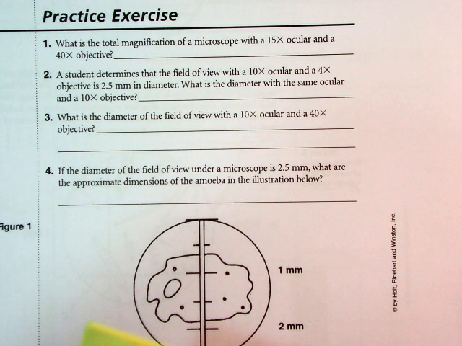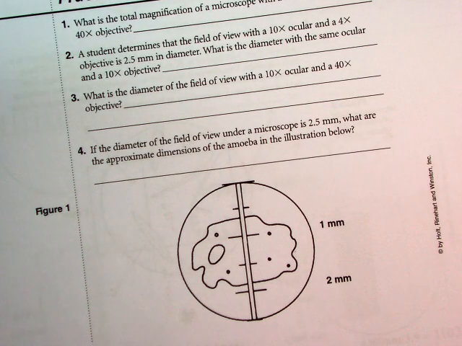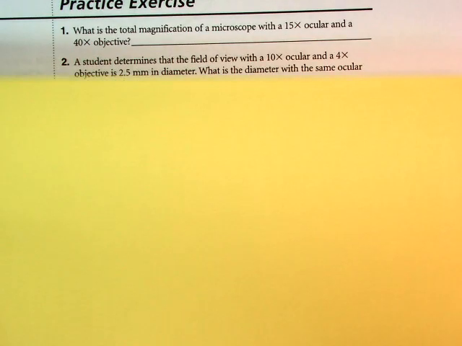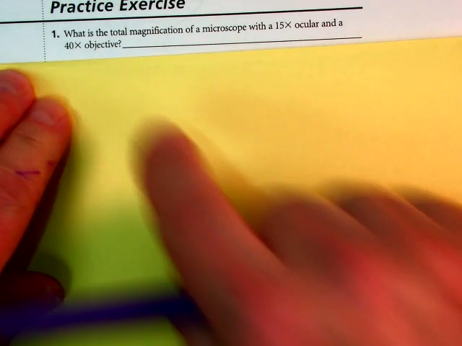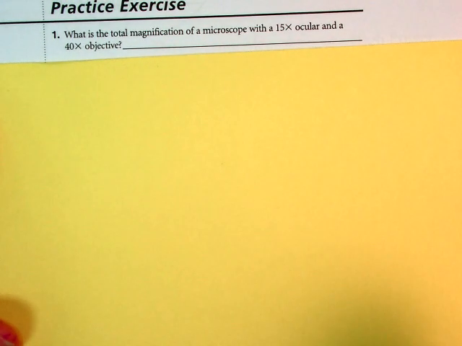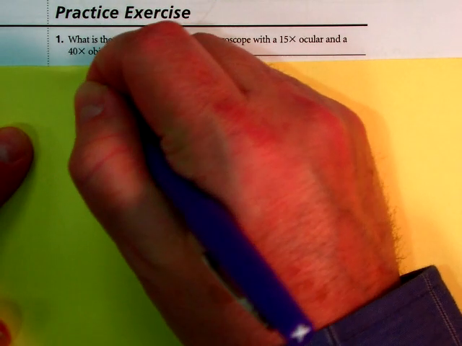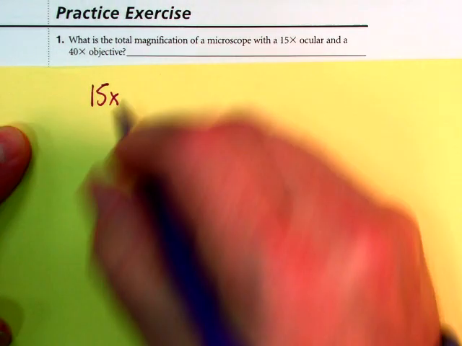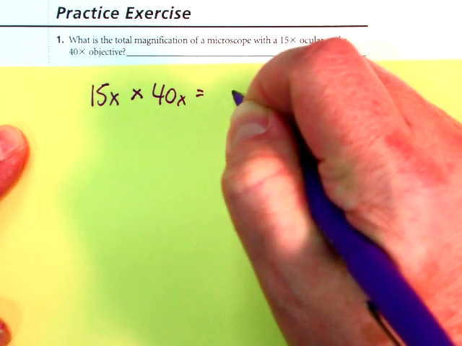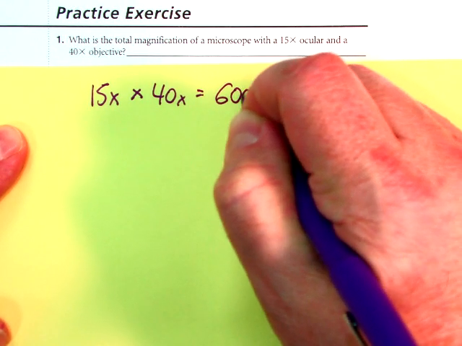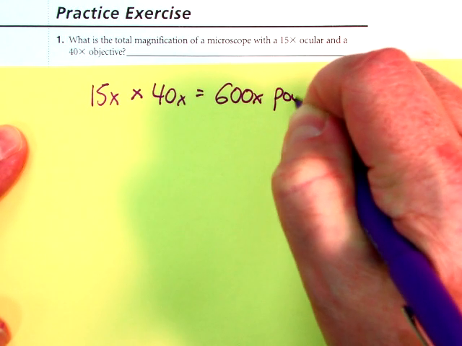So the first problem says, what is the total magnification of a microscope with a 15x ocular, which is the eyepiece, and a 40x objective? So all we're going to do for that is take 15x times 40x, and we get 600x. So that's our power.